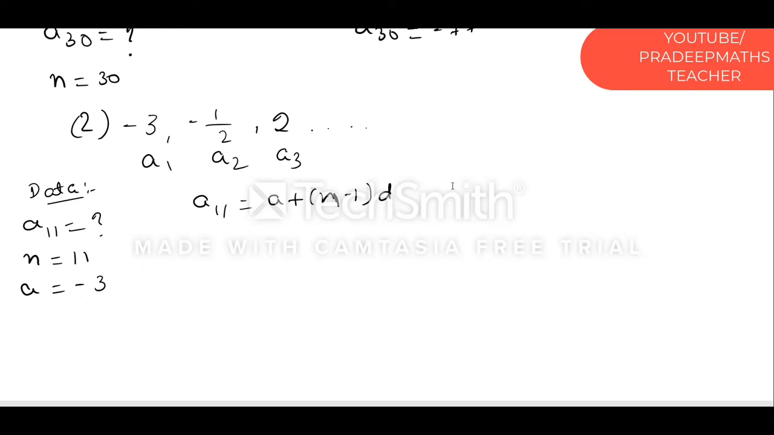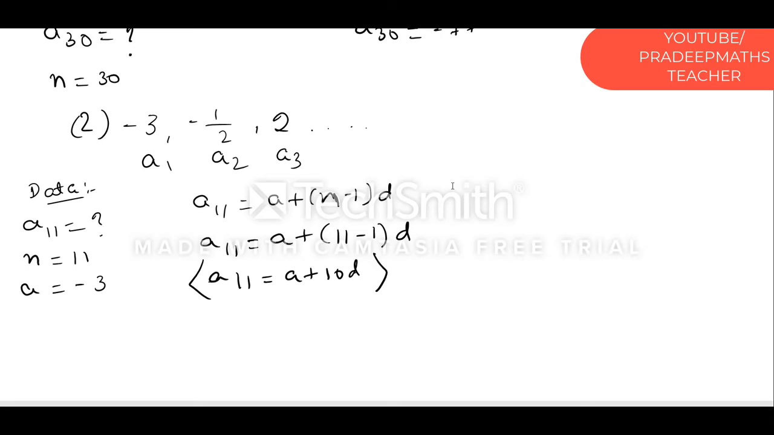For example, you need to find the 11th term, which means you apply 11 in the place of n. So therefore you will get the formula as a plus (11 minus 1) into d, so therefore a11 equals a plus 10d, correct? 11 minus 1 is 10, into d is 10d. So the a11th formula will be a plus 10d.